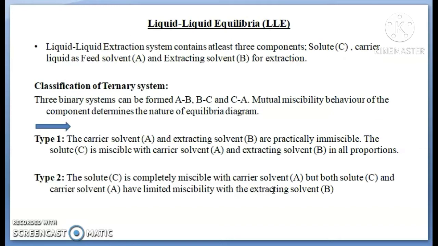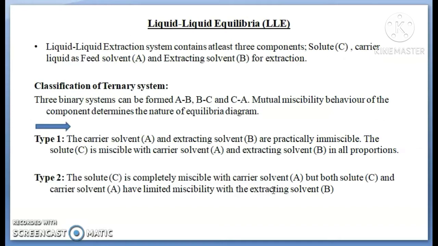We also call the liquid-liquid extraction system a ternary system. In this ternary system, three binary systems can be formed, such as A with B, B with C, or C with A, depending upon the mutual solubility. The mutual solubility behavior of the components determines the nature of the equilibrium characteristics. So there are two types of ternary systems present in liquid-liquid extraction operations.